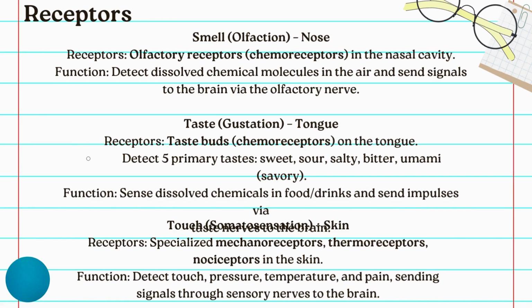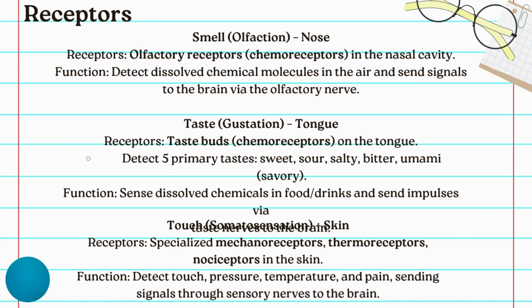And then we have your tongue, taste. The taste buds that are on your tongue also have chemoreceptors. They pick up chemicals that are dissolved from your foods and your drinks, and they send those impulses to your brain via the taste nerve.